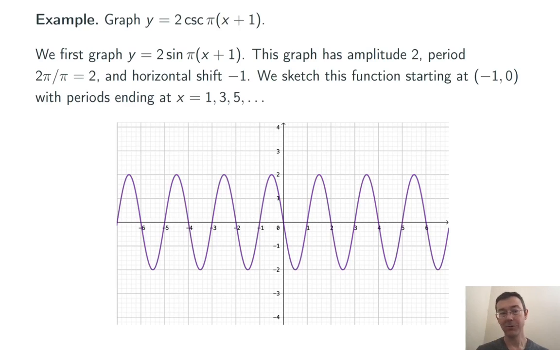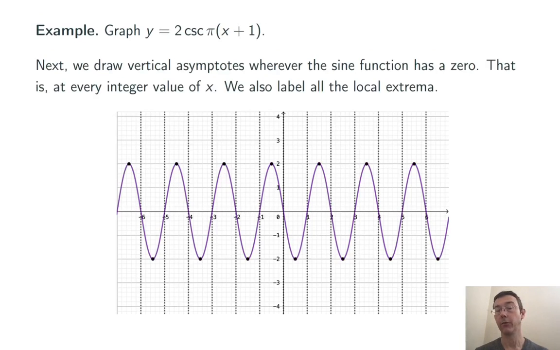Being negative from 0 to 1, hitting the x-axis again at 1. So a full period of this function runs from negative 1 to positive 1. Then I repeat that for every single period thereafter. From 1 to 3, from 3 to 5, and so on. Great, so there's the graph y equals 2 sine pi times x plus 1.